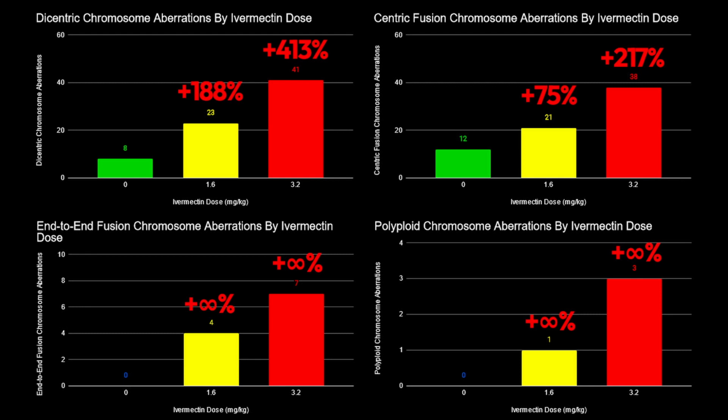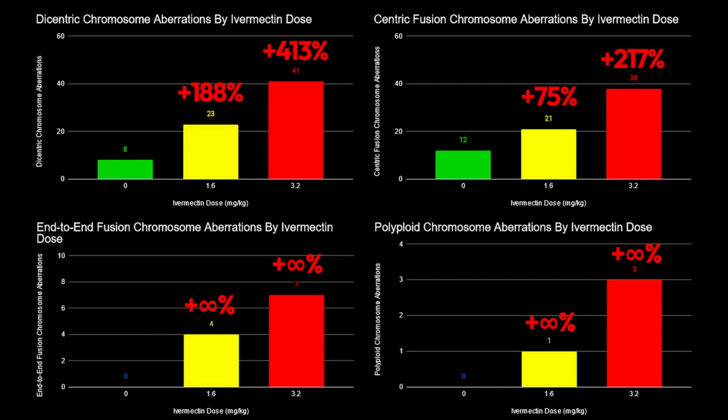For centric fusion chromosome aberrations, up 75% with 1.6 milligrams per kilogram ivermectin. And it's up 217% with 3.2 milligrams per kilogram. For end-to-end fusion chromosome aberrations, there was 0 in the control, so we can't really do a percent calculation since it's infinity percent. But it goes from 0 to 4 with 1.6 milligrams per kilogram ivermectin. And then it's up to 7 with 3.2 milligrams per kilogram ivermectin.